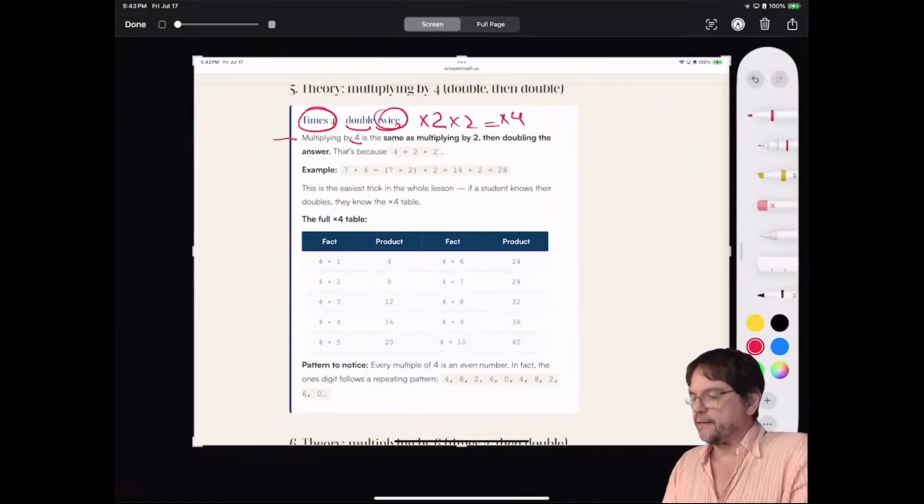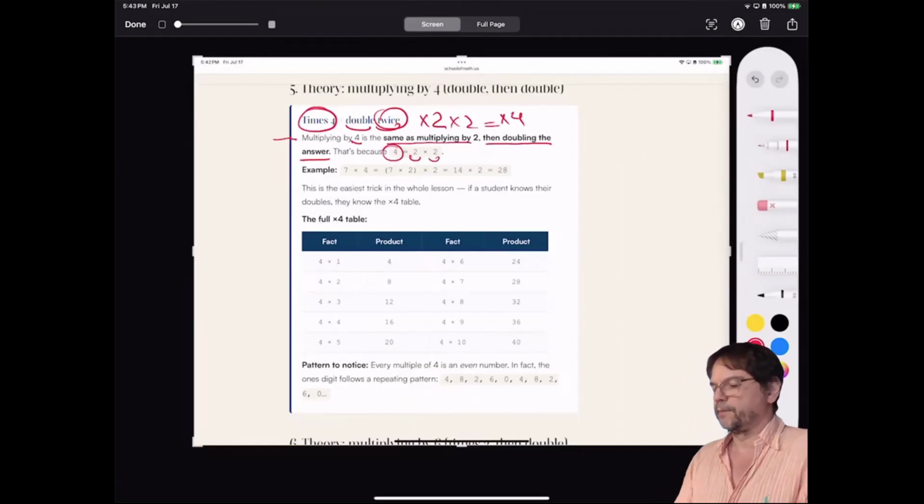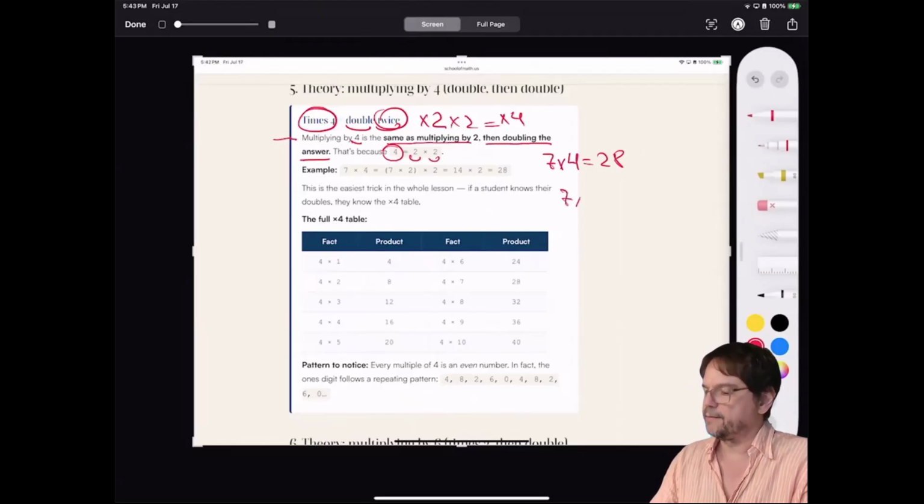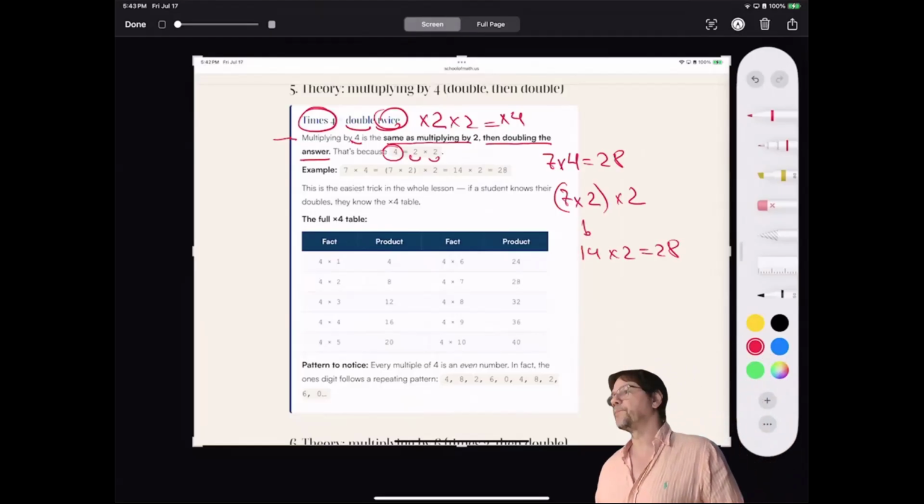Multiplying by 4 is the same as multiplying by 2, then doubling the answer. Okay? Because 2 times 2 is 4. For example, 7 times 4 is 28. 7 times 2 times 2. 14 times 2, 28. Do you agree with me? Okay.